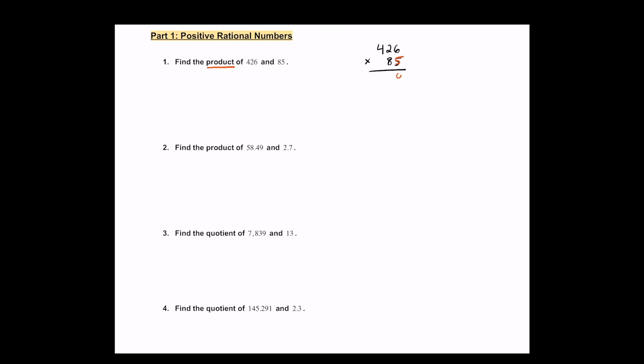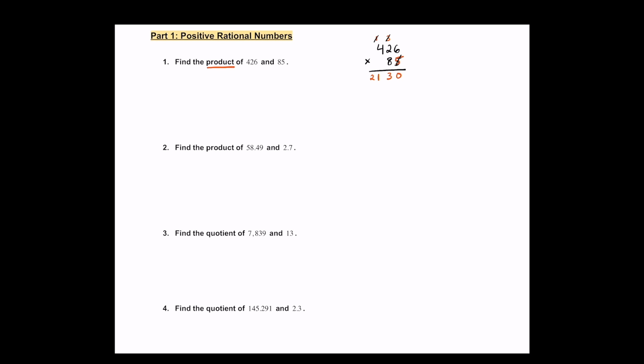5 times 6 is going to be 30, carry the 3. 5 times 2 is 10, plus 3 is 13, carry the 1. 5 times 4 is 20, plus 1 is 21. Okay, so go ahead and done with those numbers. You can cross them out if you want. Cross out that 5, 3, and 1.